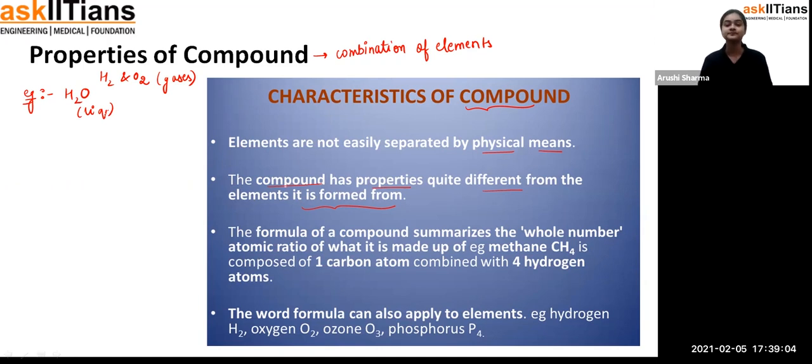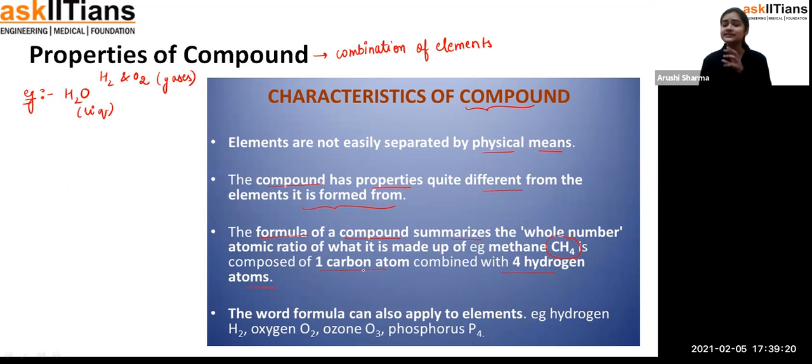Now, the third point says that the formula of a compound summarizes the whole number atomic ratio of what it is made up of. Example, methane, CH4, is composed of one carbon atom combined with 4 hydrogen atoms.